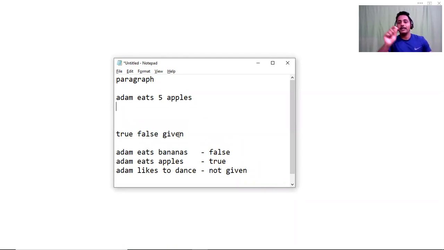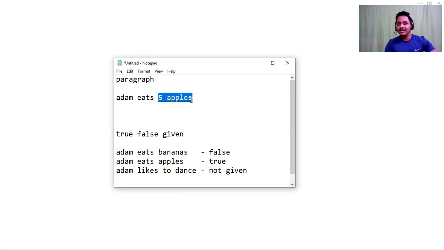Okay, the paragraph says Adam eats 5 apples. True, false, not given: Adam eats bananas. Bananas, Nakul, they have not told, so it should be not given, right? No. What Adam eats has been given. Adam eats apples, not bananas. So this has to be a lie. Something that contradicts, the exact opposite. They told Adam it's 5 apples. Here they told Adam it's 3 apples. Contradicting.